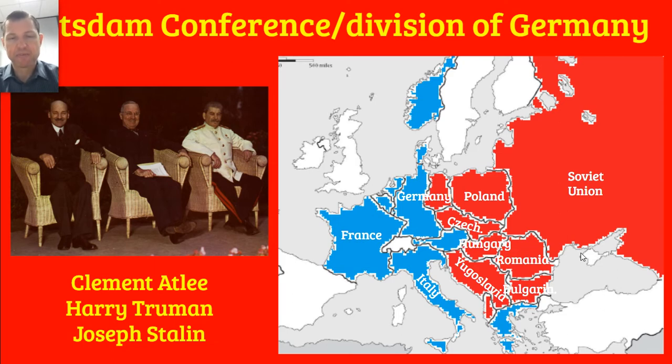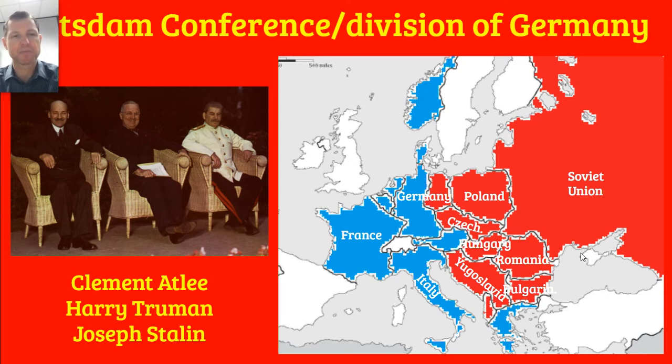By now, Franklin D. Roosevelt had died. Franklin D. Roosevelt died in April of 1945. So Yalta Conference in February, Franklin D. Roosevelt died in April, Germany surrendered in May, the Potsdam Conference was in July. So by now, President Roosevelt had died, and he had been replaced by his vice president, Harry Truman. So the man in the middle, Harry Truman, was the president of the United States at the time of the Potsdam Conference.